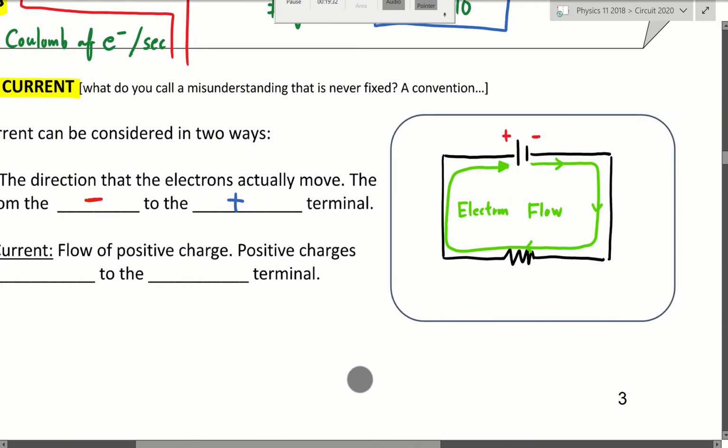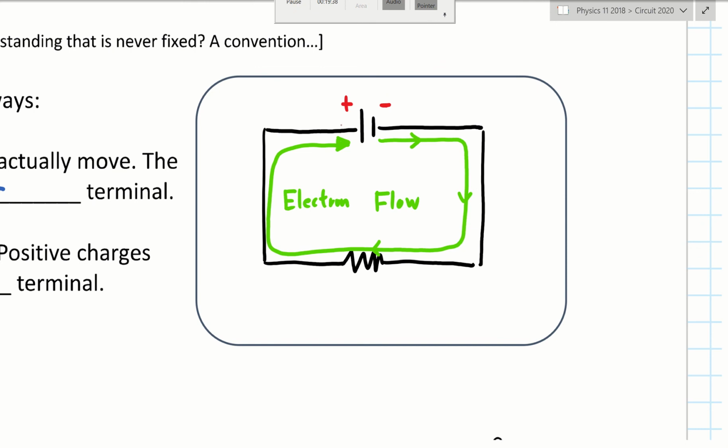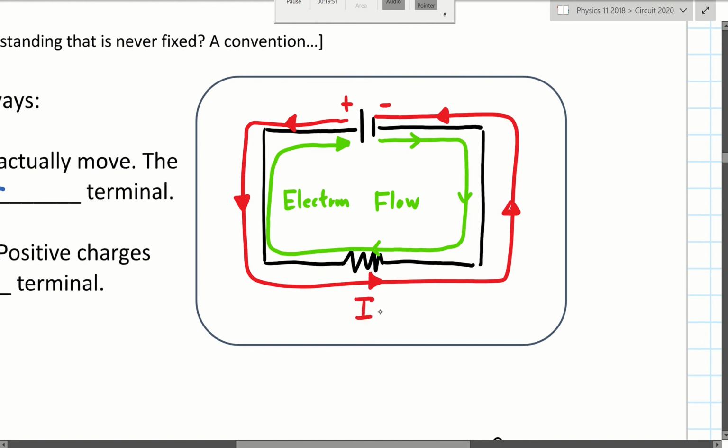Now it would be very nice if that were the direction of the current. Unfortunately, the direction of the current is this way, from positive to negative. This is the direction of the current.